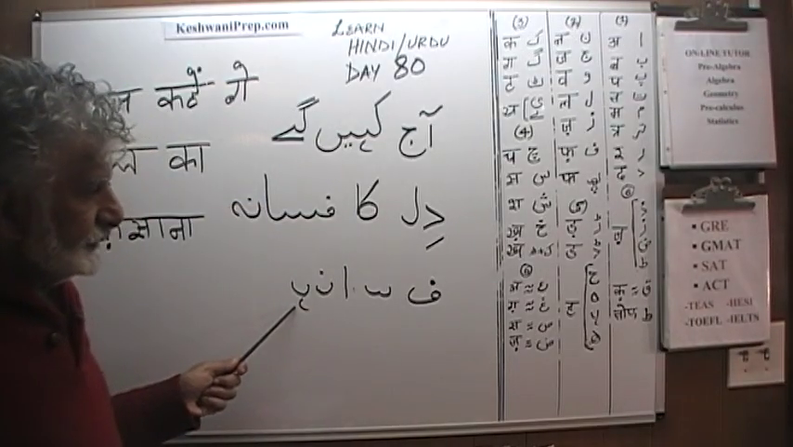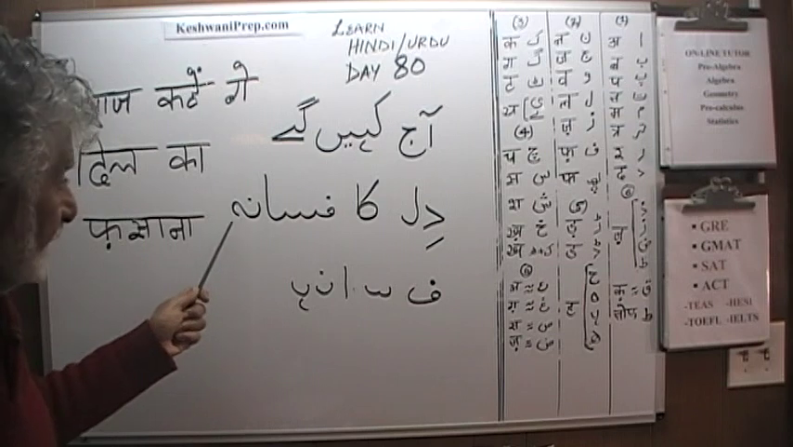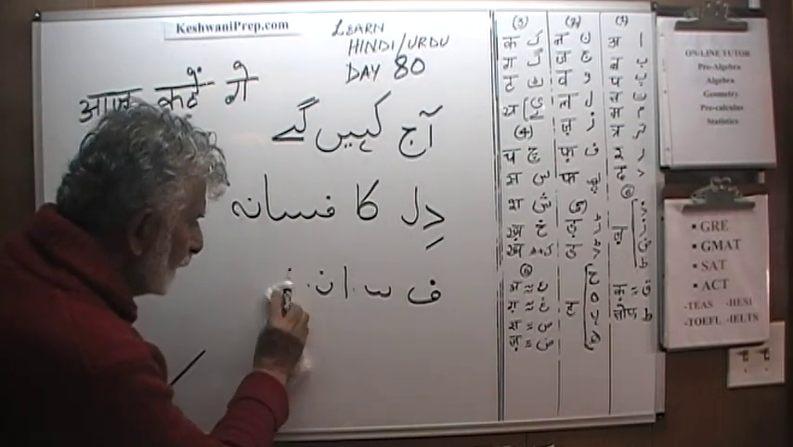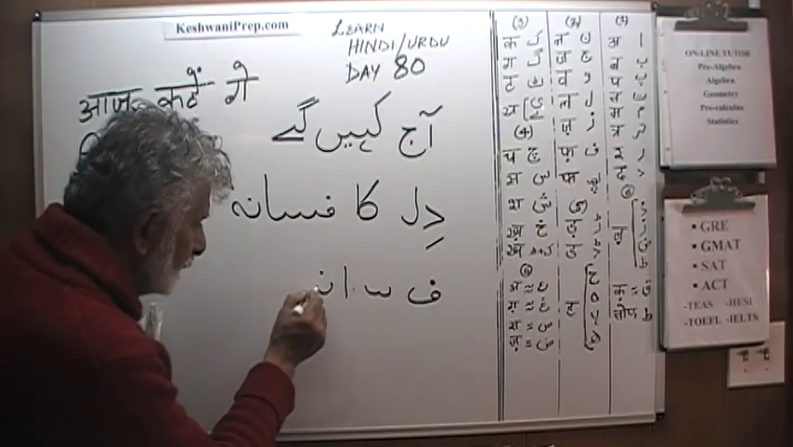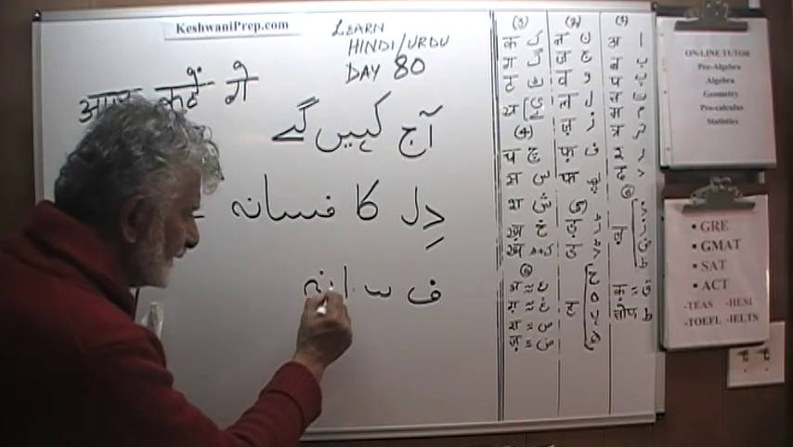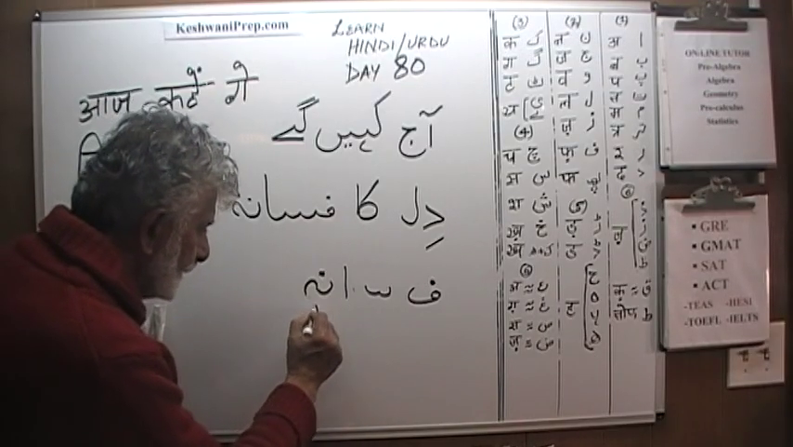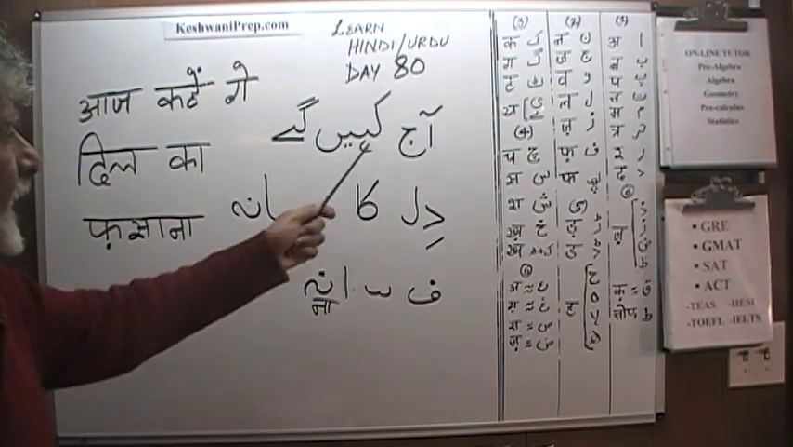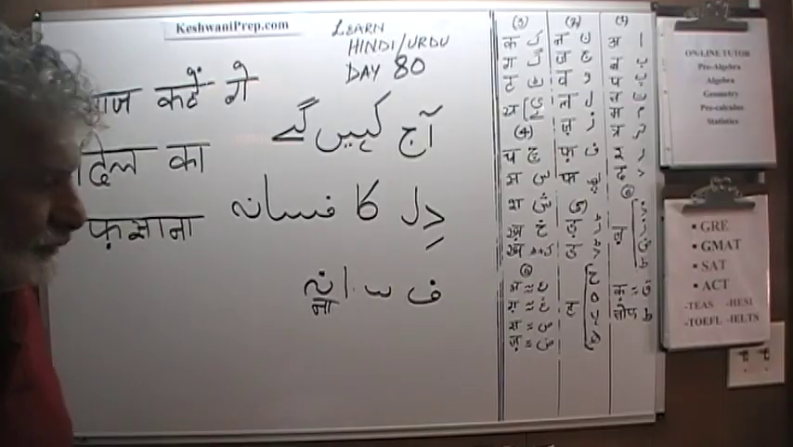This right here changes form also. There are many complications. It no longer looks like this. When it joins, it no longer takes this form. It just goes like that, and now that reads na. This part is na. And it reads fasana. Aaj kahenge dil ka fasana.